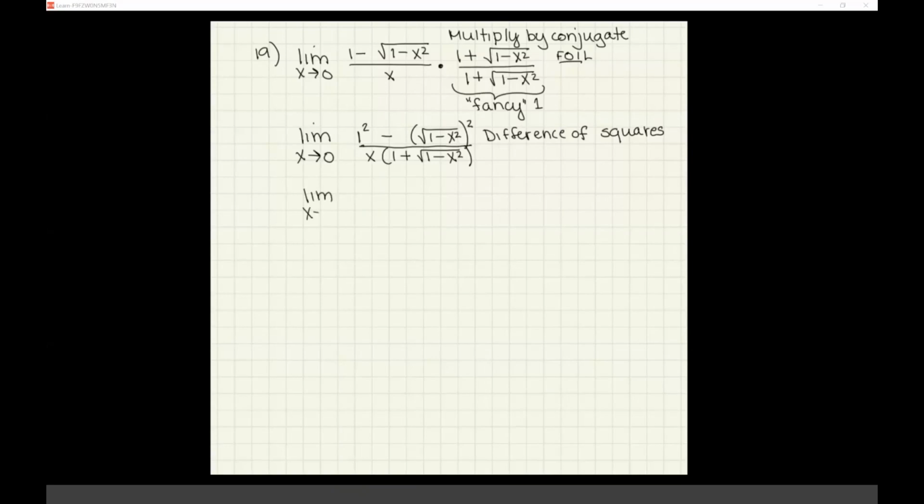Limit as x approaches 0. 1 squared is just 1. What happens when I square this square root up here in the numerator? The square root goes away, right? It's squared, and I'm left with 1 minus x squared. So squaring a square root, that's an inverse operation. It undoes the whole square root.